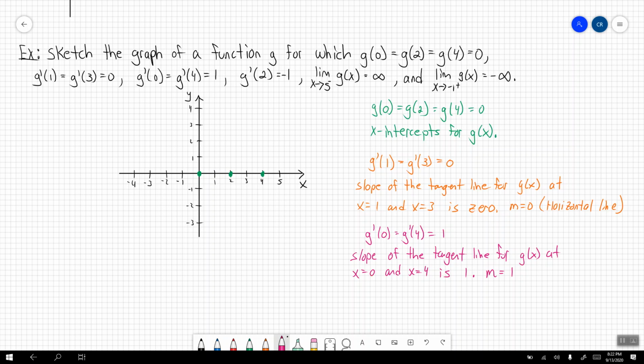So at x = 0, I know I'm here. I'm going to have a slope of 1. So what does a slope of 1 look like? Well, a slope of 1, you go up 1 over 1. So up 1 over 1. Great. Or we could go down 1, back 1.